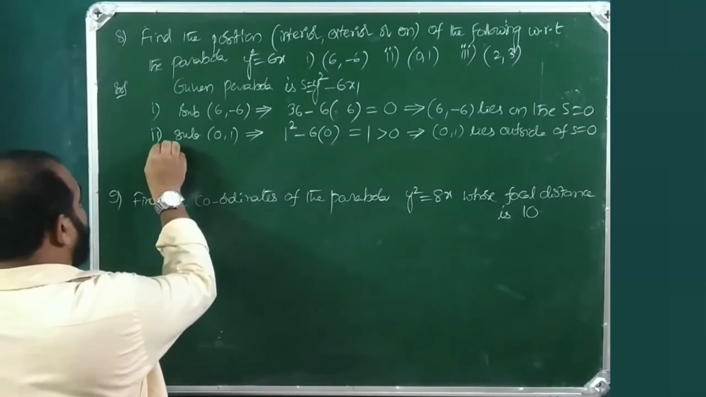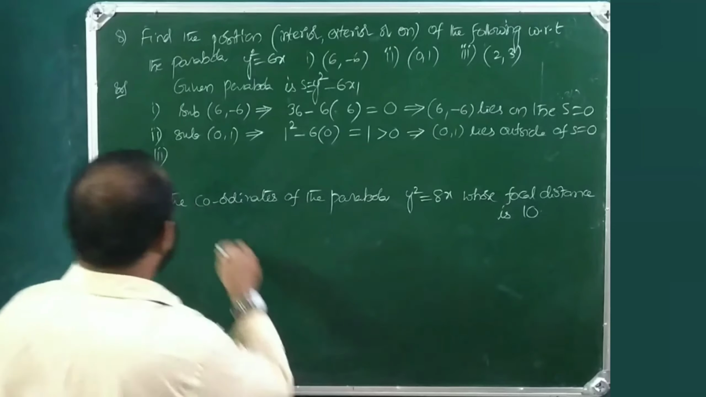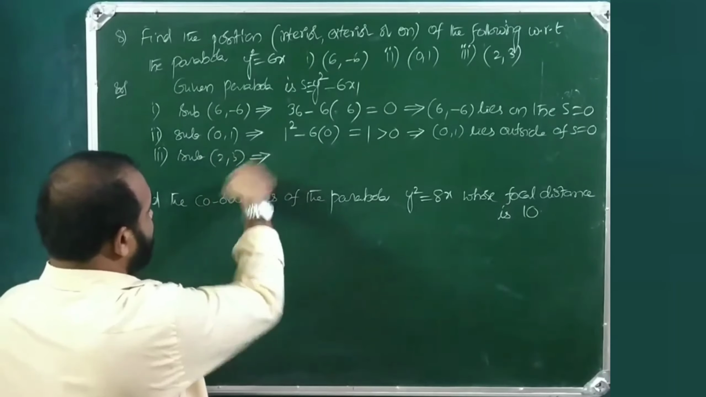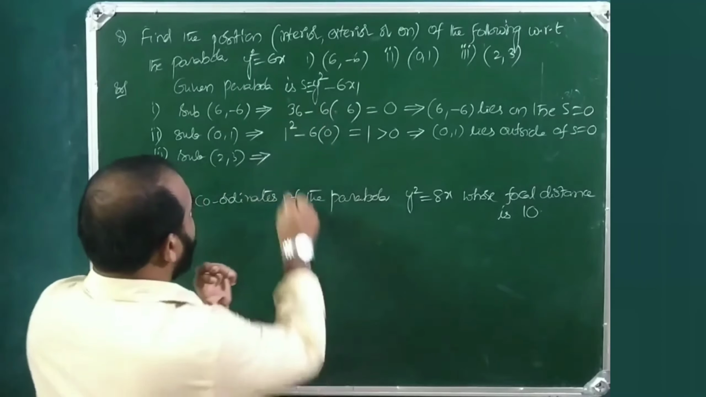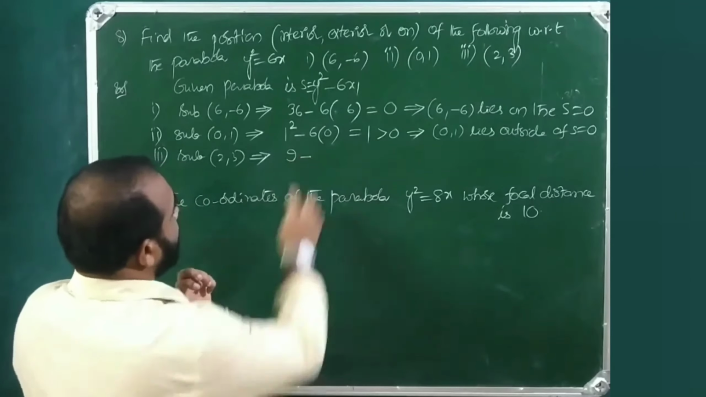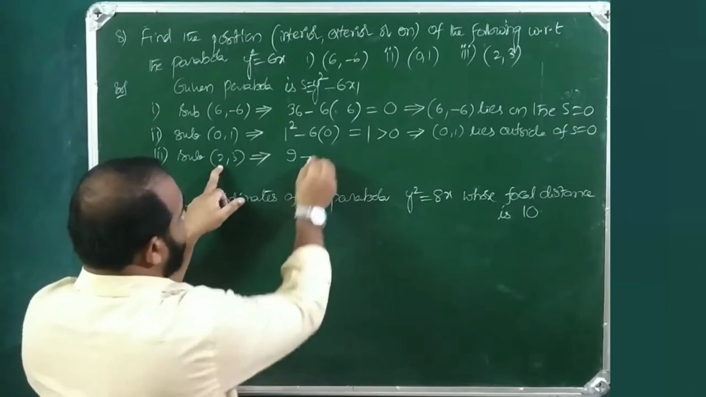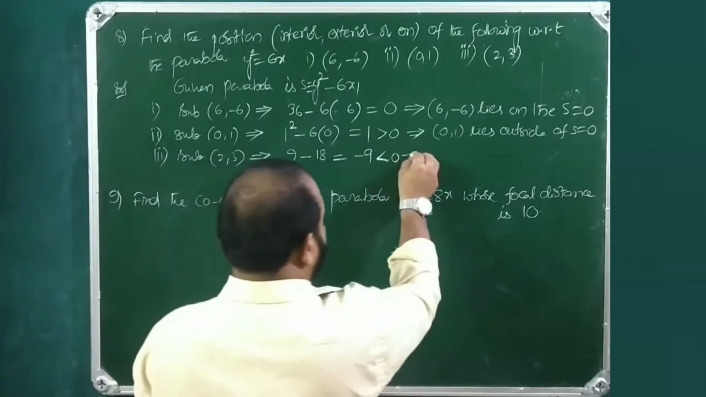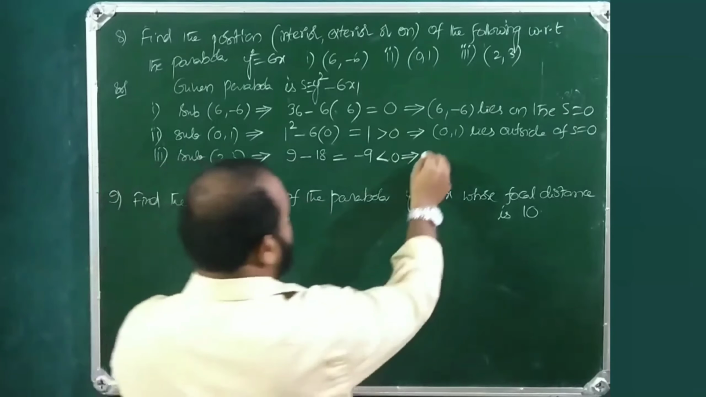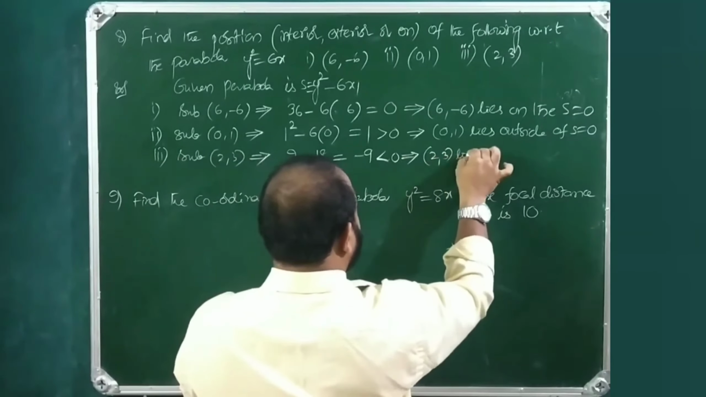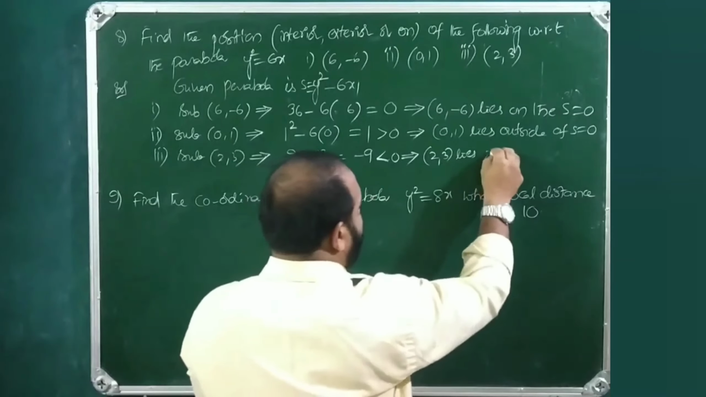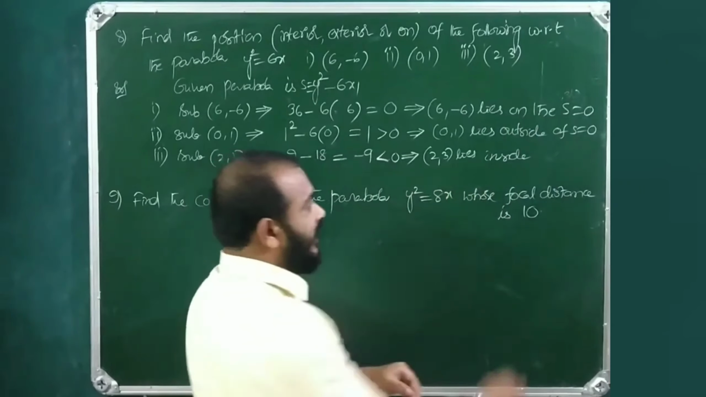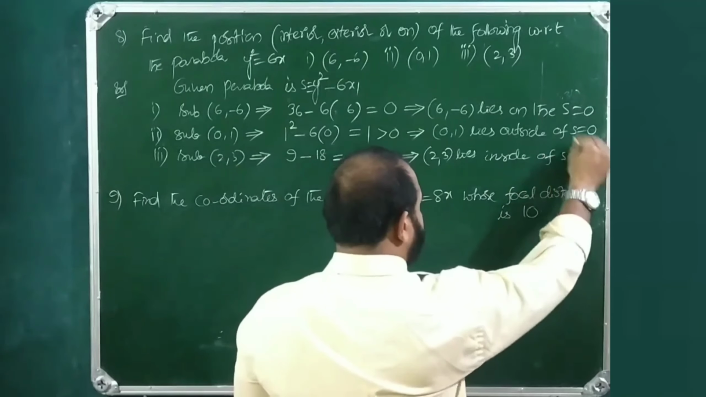And the third one is 2 comma 3. Substituting 2 comma 3, that implies 3 square is 9, minus 6 into 2, 6 2s are 12, which is minus 3, less than 0. Therefore, 2 comma 3 lies inside the parabola, that is, the focus side of the parabola S equals to 0.